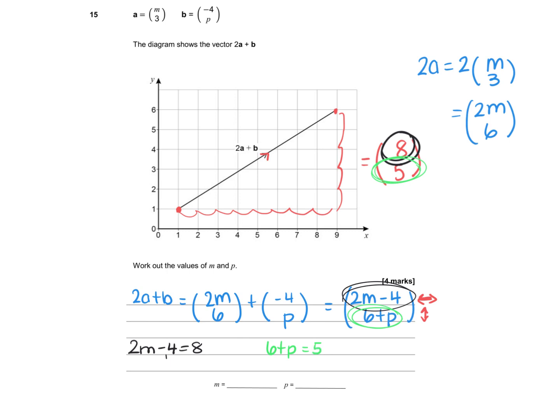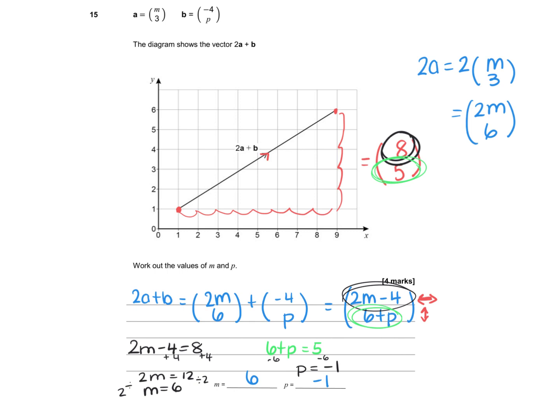So first we're going to add 4 to both sides. And we get 2m is equal to 12. And then we can divide both sides by 2. So we get m is equal to 6. And then on the other one, we've got 6 plus p is 5. So we can subtract 6 from both sides. So p is equal to negative 1. And there's our answers. M is 6 and p is minus 1.